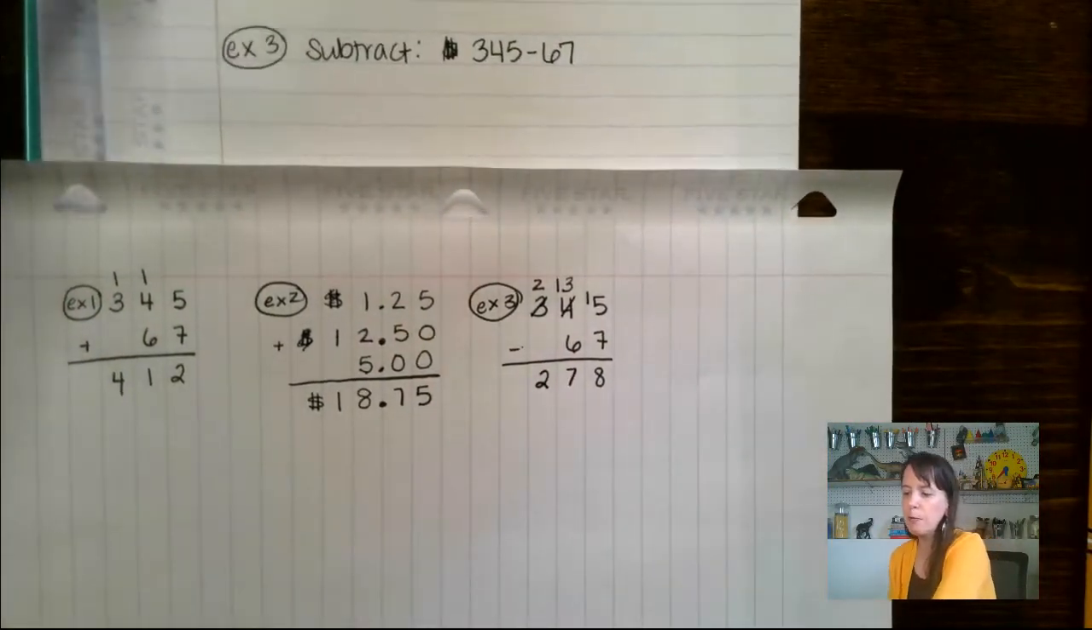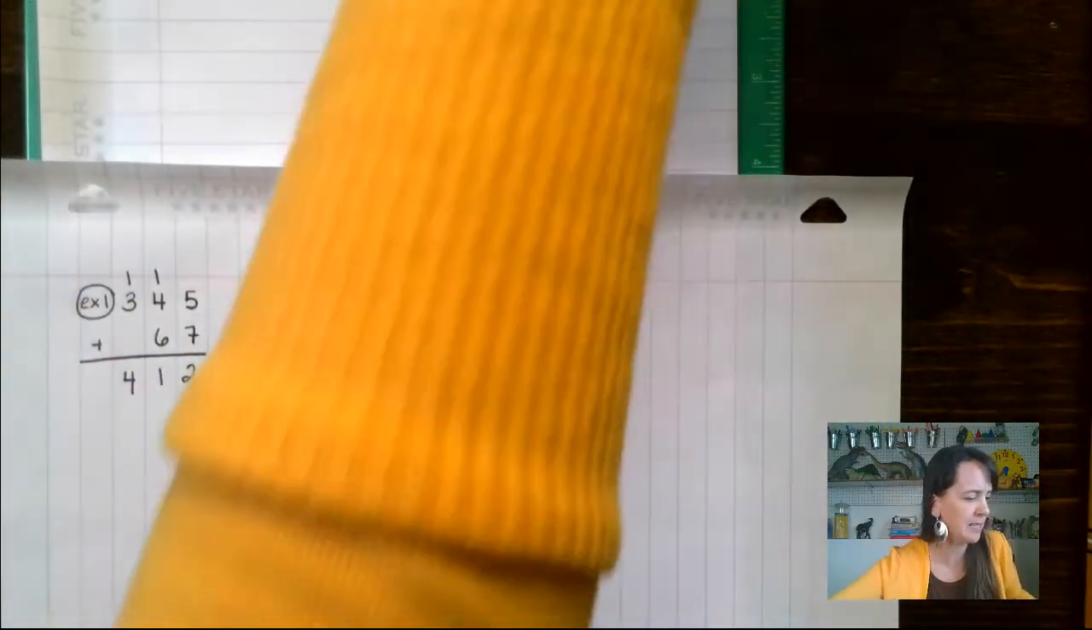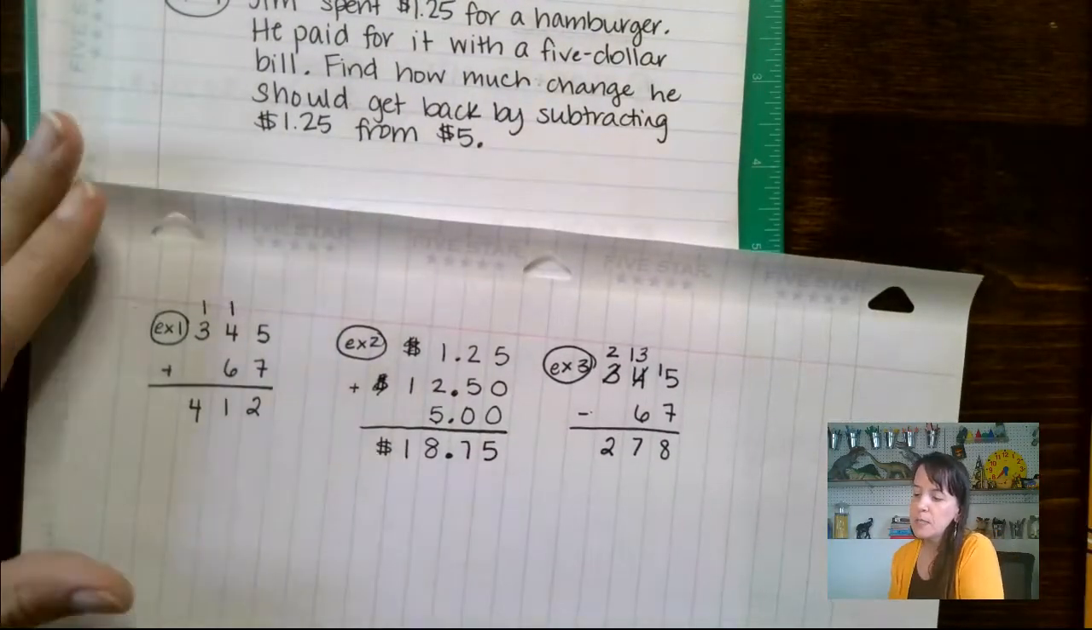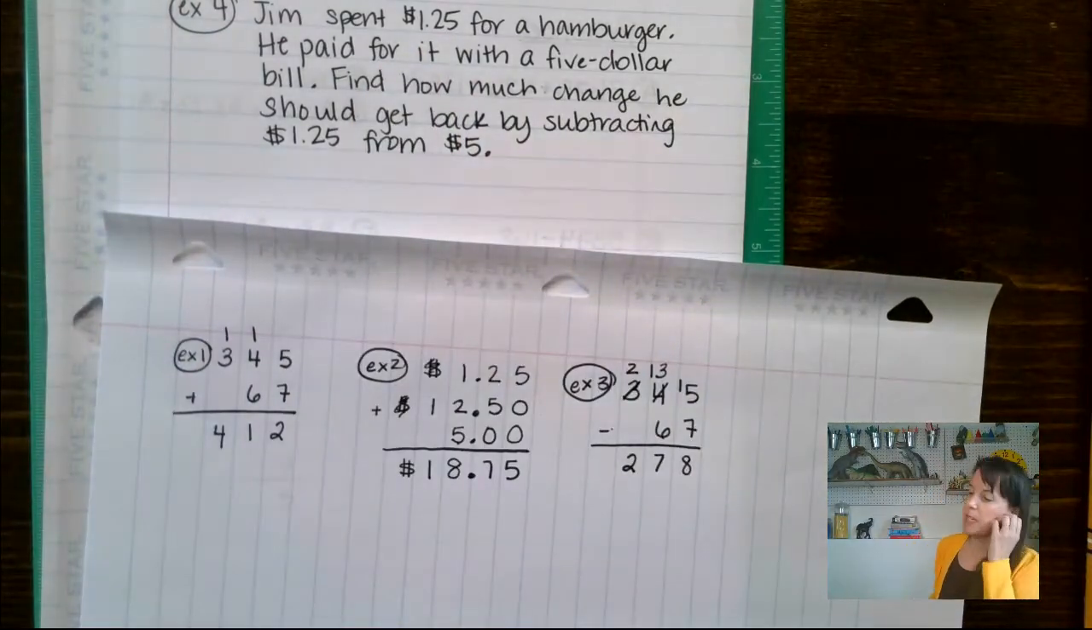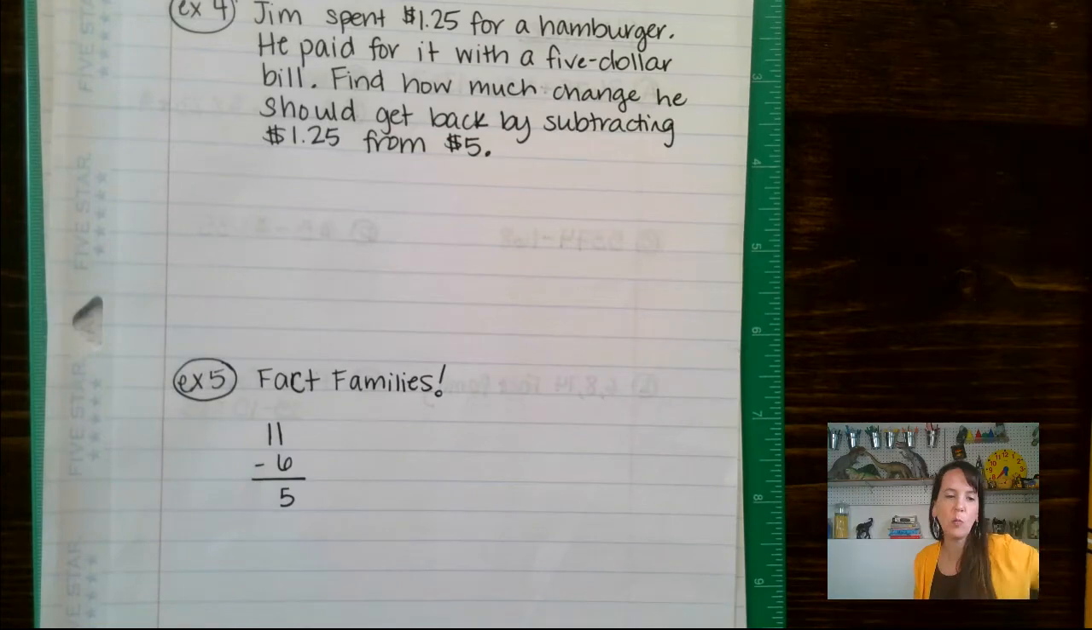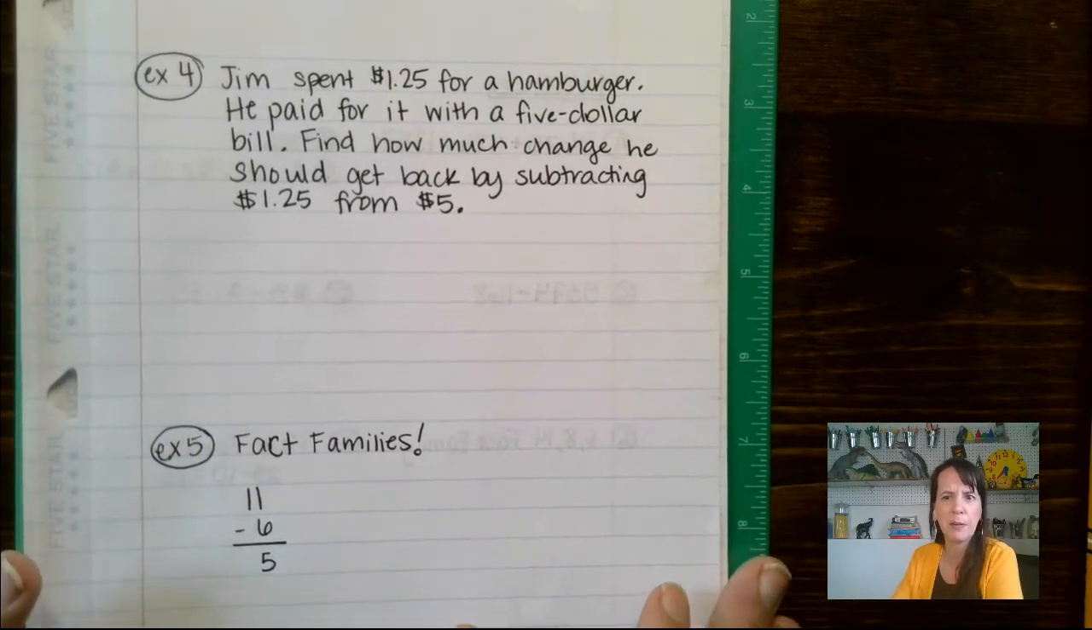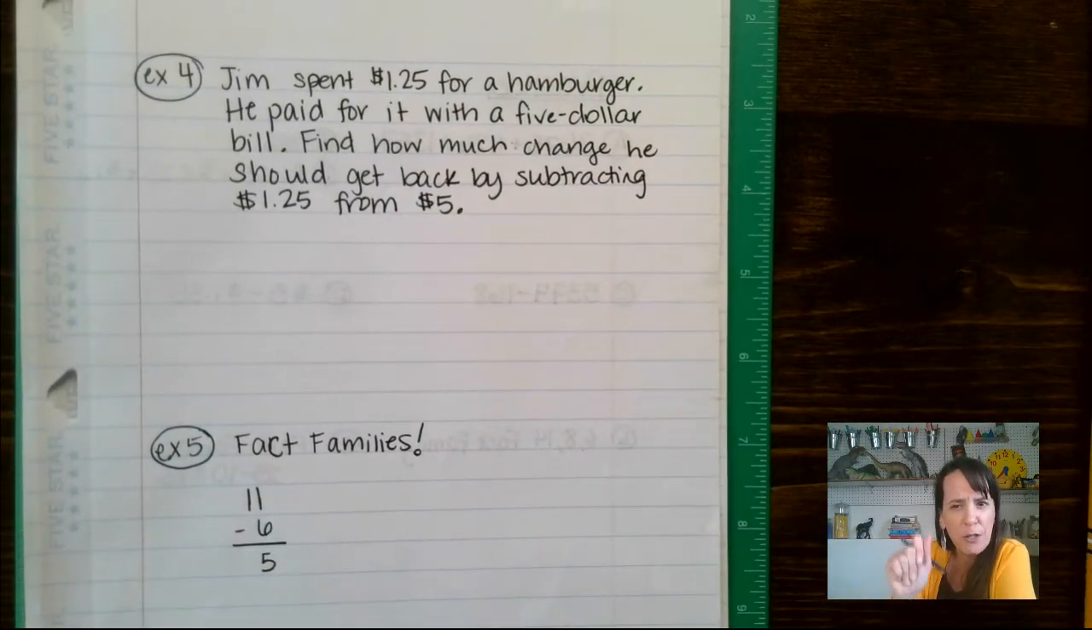Excellent. Okay, for number 4, you'll notice in the book it says, Jim spent $1.25 for a hamburger. He paid for it with a $5 bill. Find out how much change he should get back by subtracting $1.25 from $5. Whoops, helps if I put that on the screen. Now, I'm going to show you 2 different ways of doing this.